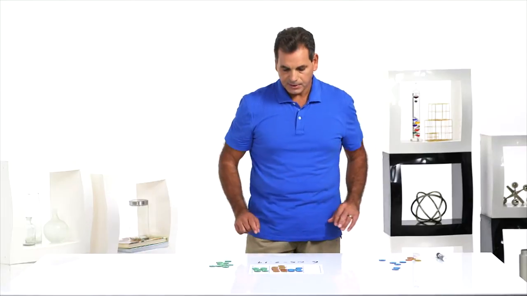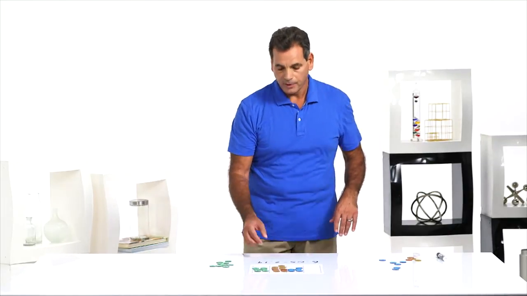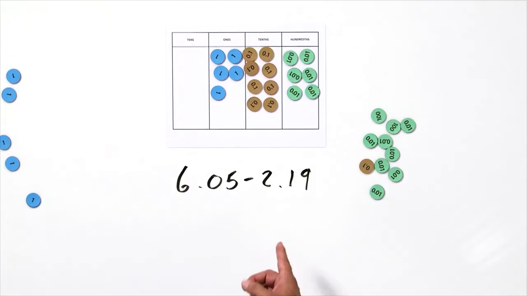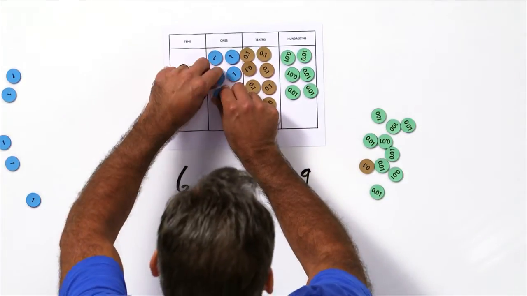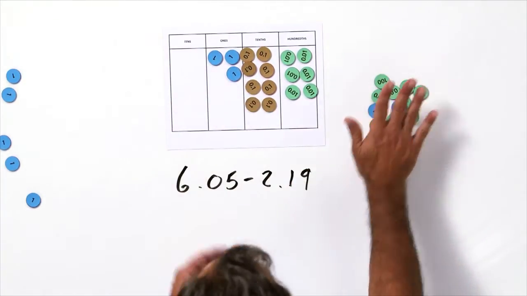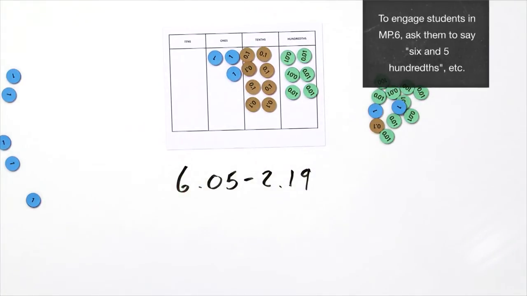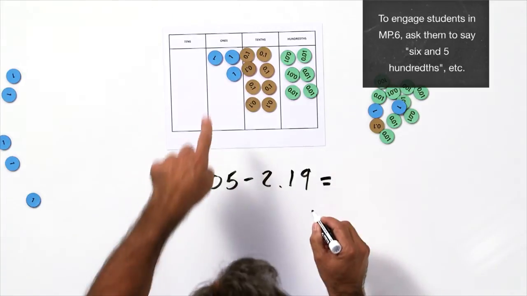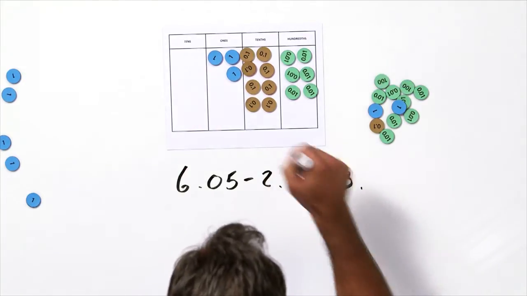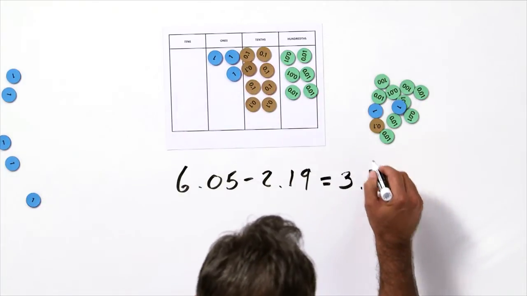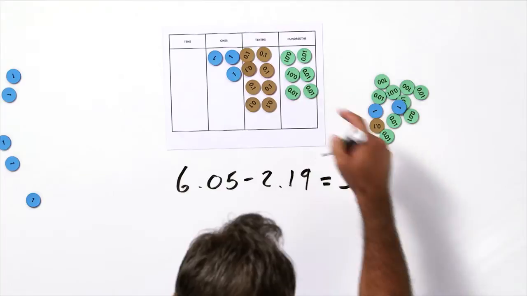How are we looking in the tenths place? We have to subtract 1. We have plenty of them, so we take that away. In the ones place, we have to take 2. We have plenty. We take 2, and now the students can simply read their chart and understand what the answer is. 6.05 minus 2.19 equals 3.86.